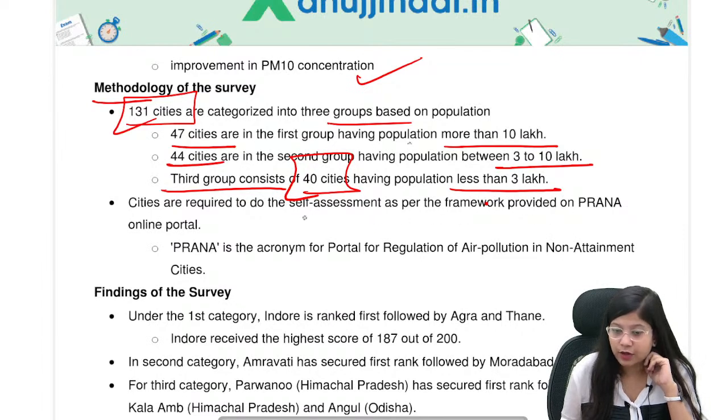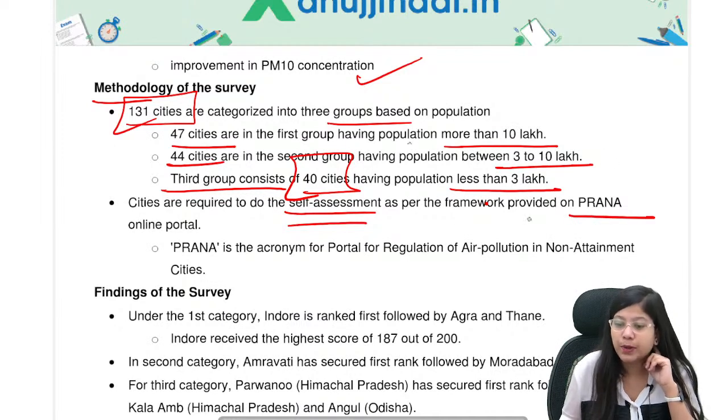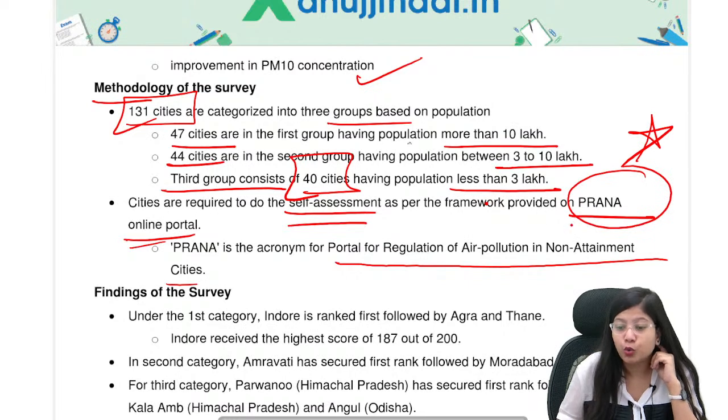The cities are required to do the self-assessment and provide the data on themselves on the PRAN portal. PRAN is the acronym for the Portal for Regulation of Air Pollution in Non-Attainment Cities. The PRAN portal is important. Do read about it.